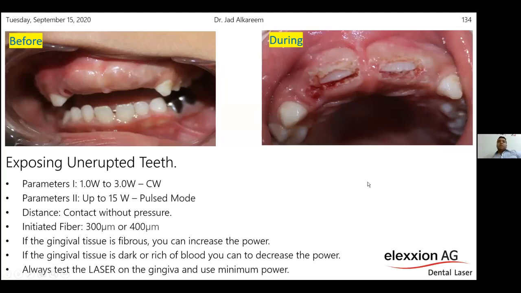As I mentioned, if the tissue of the gingiva was more fibrous, you have to increase the power. And if it was less fibrous or more tender and rich in blood, at that part, you can decrease the power because you will have higher absorption.